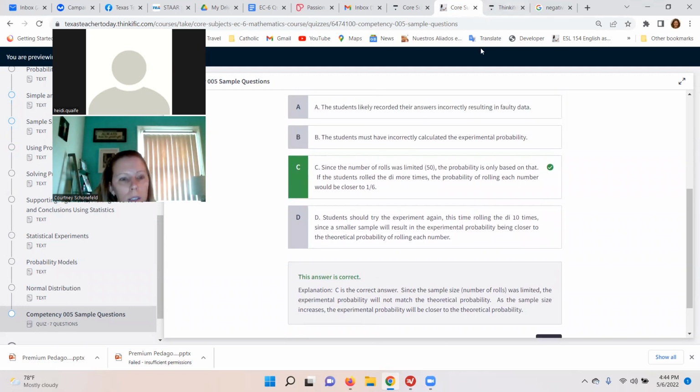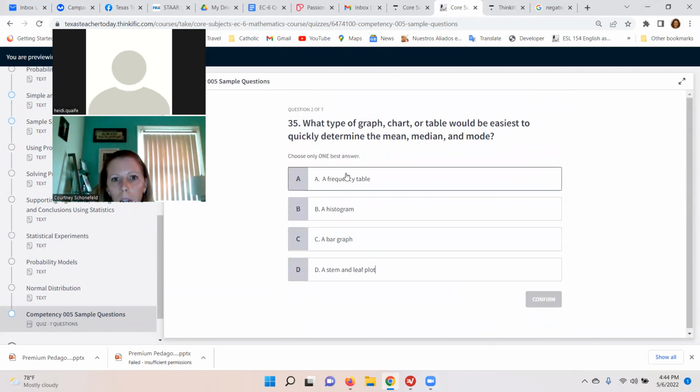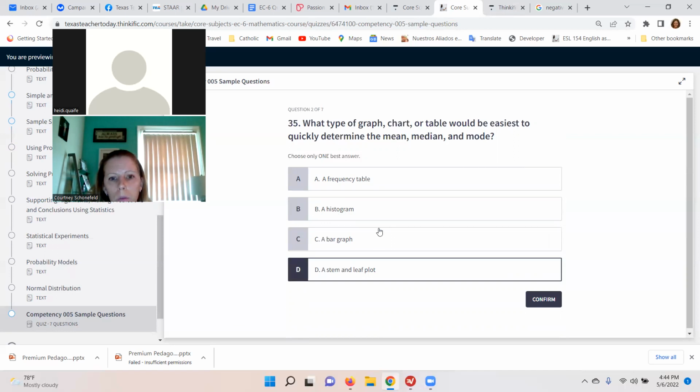And if you get it wrong, it'll also tell you why that answer is not correct, and why the correct answer is correct. So let's look at this. What type of graph, chart, or table would be easiest to quickly determine the mean, median, and mode? You probably remember we just went over that, and it was a stem and leaf plot, right? That was the one where all of the tens were on one side and all of the numbers on the other side represented a unique number.